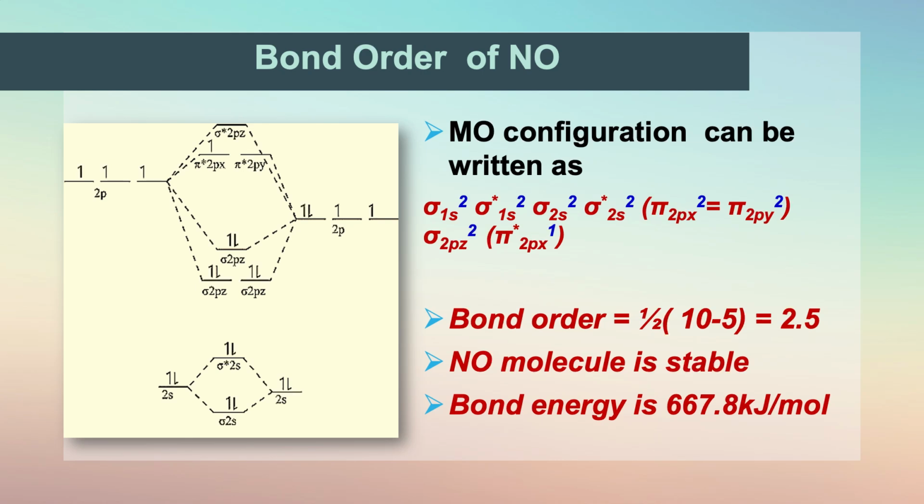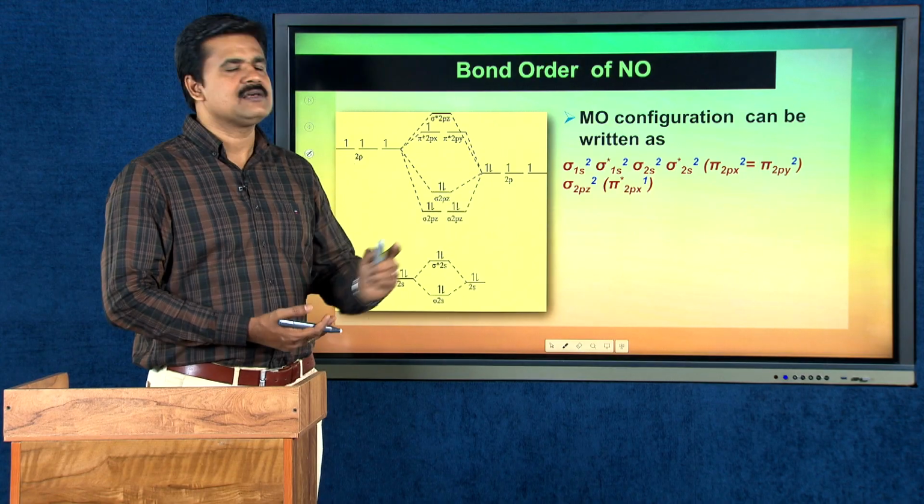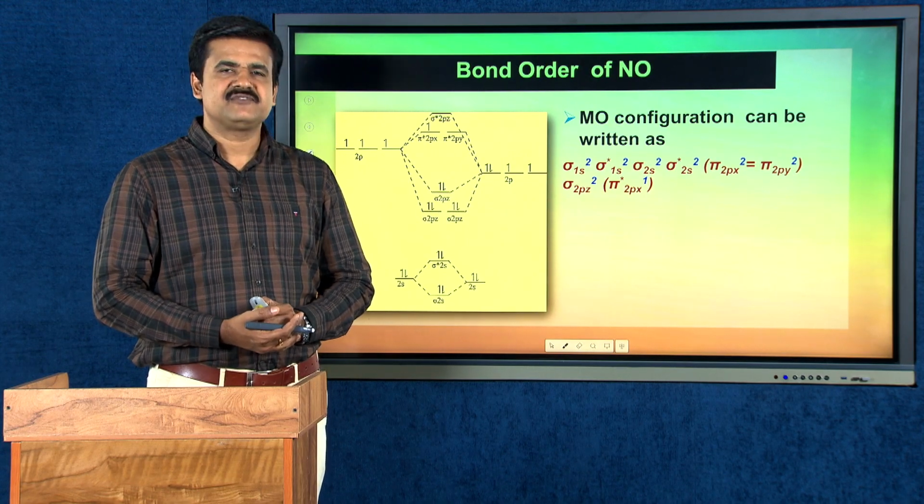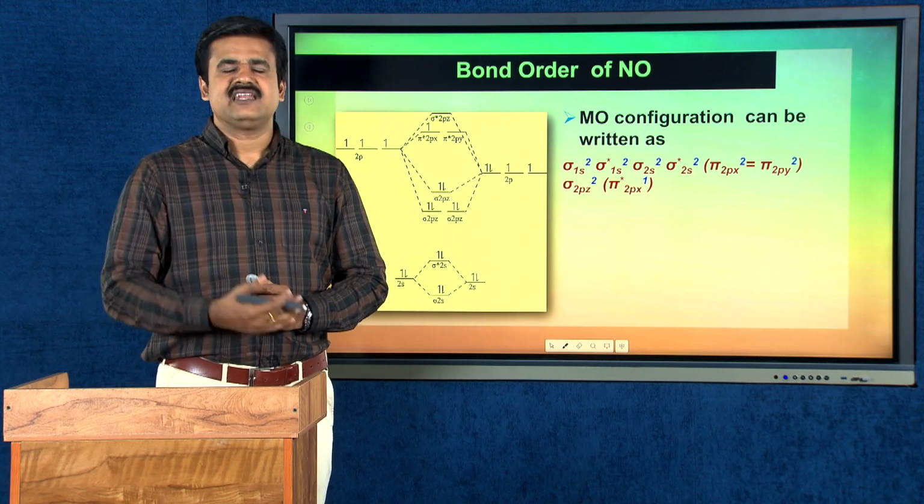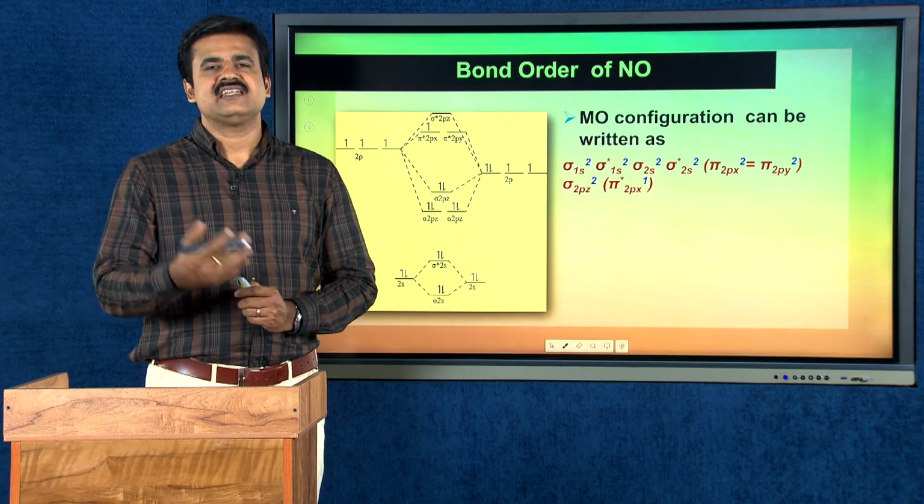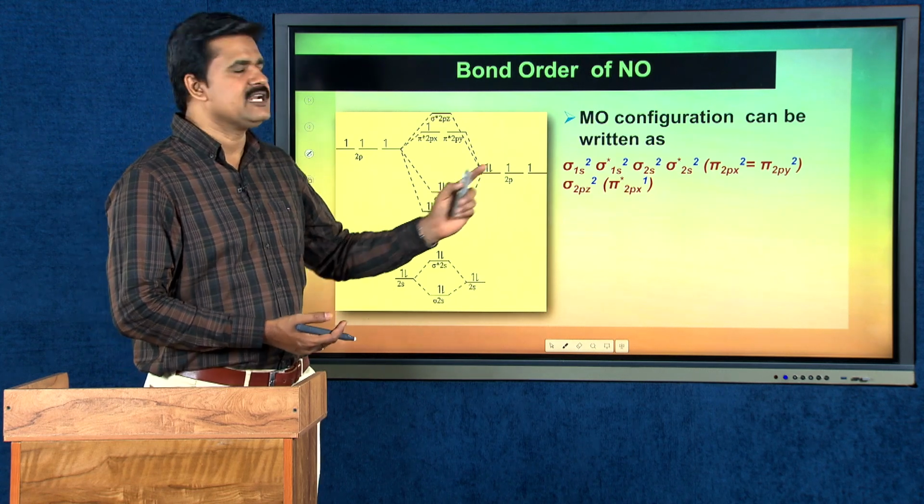The MO configuration can be written from this MO diagram, and the complete MO configuration of the NO molecule is here: sigma 1s2, sigma star 1s2, sigma 2s2, sigma star 2s2, pi 2px2 equal to pi 2py2, then sigma 2pz2, and finally one electron is present in pi star 2px. That's why we are representing pi star 2px1. Here you can see the presence of a total of 15 electrons. The 15 electrons is because the atomic number of nitrogen is 7 and the atomic number of oxygen is 8. So, you have a total of 15 electrons that have to be accommodated in this electronic arrangement.